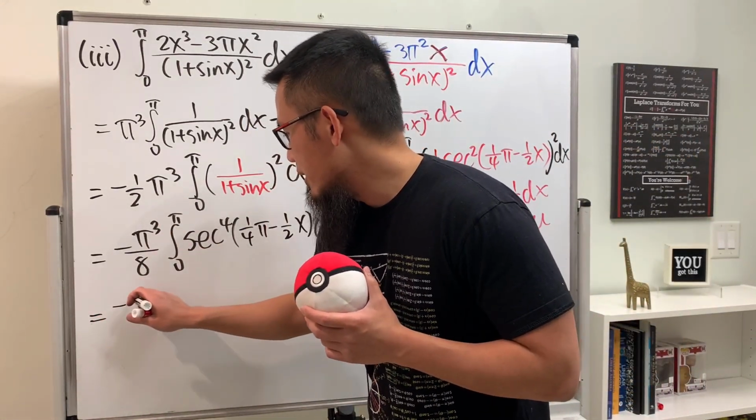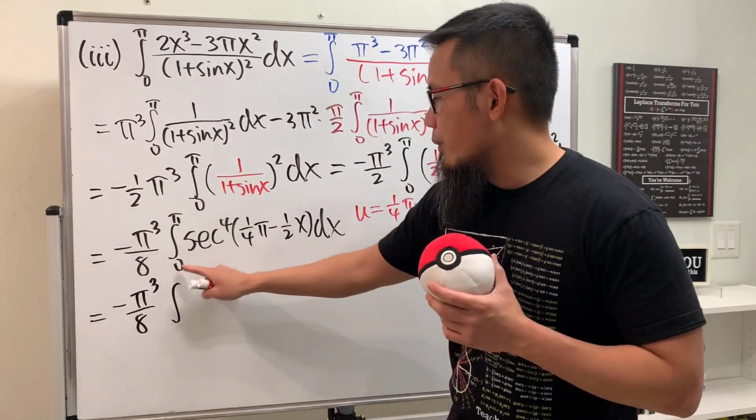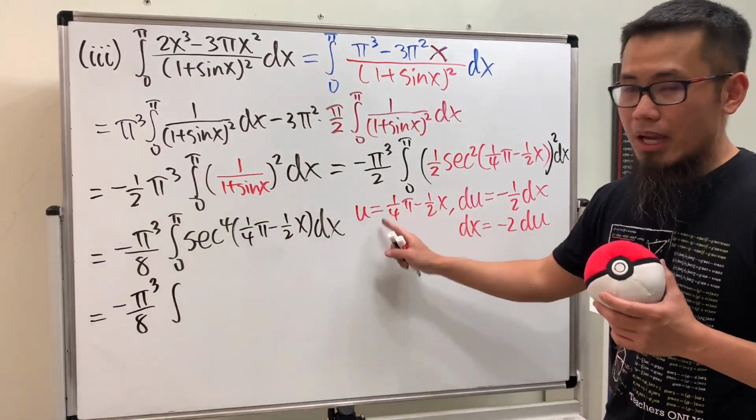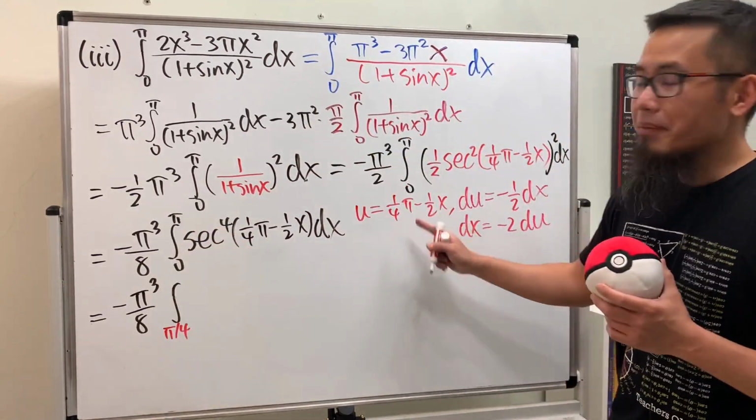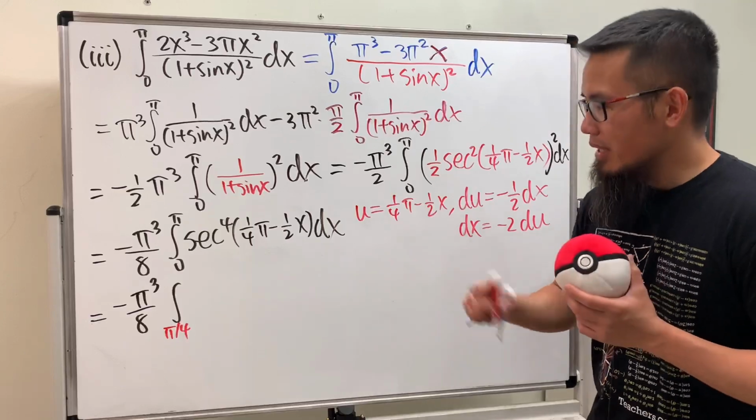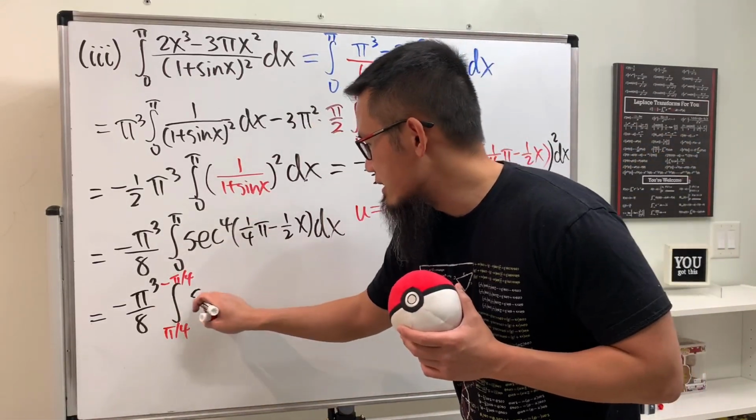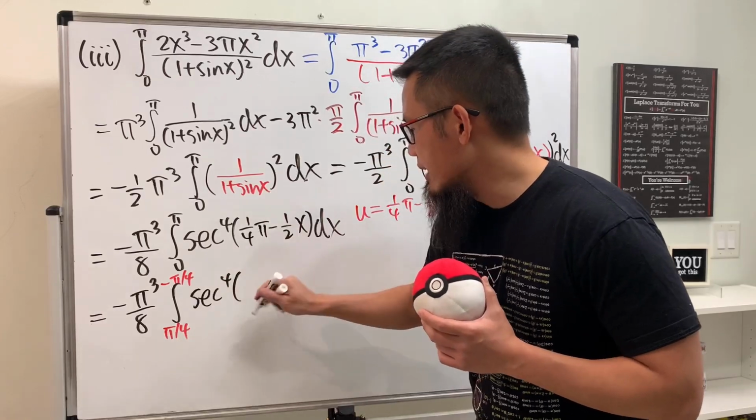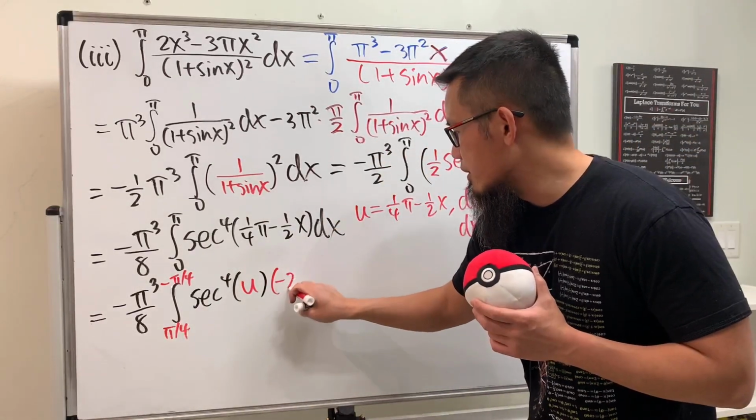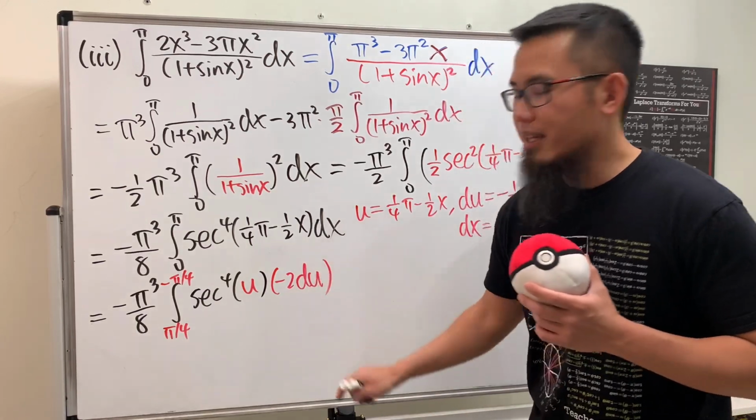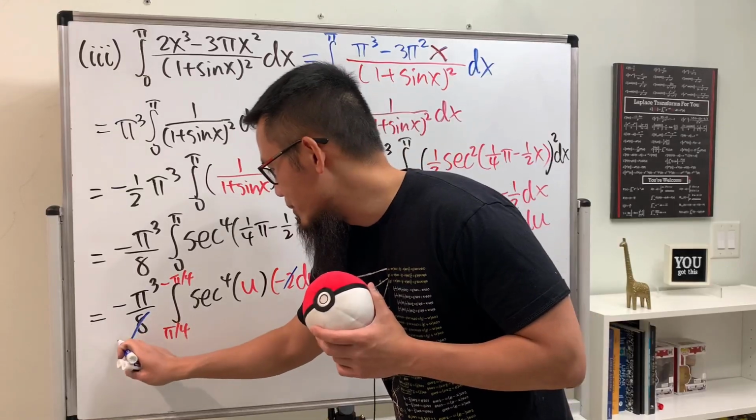This is equal to negative pi to the third power over 8 times the integral. We'll put the 0 in here, we get pi over 4, so let's go ahead and put that down. Put a pi in here. Pi over 4 minus pi over 2 is negative pi over 4. And then we have the secant to the fourth power, and the input is u. And then dx is equal to negative 2 du. So far, so good. And we can see that this and that reduce.